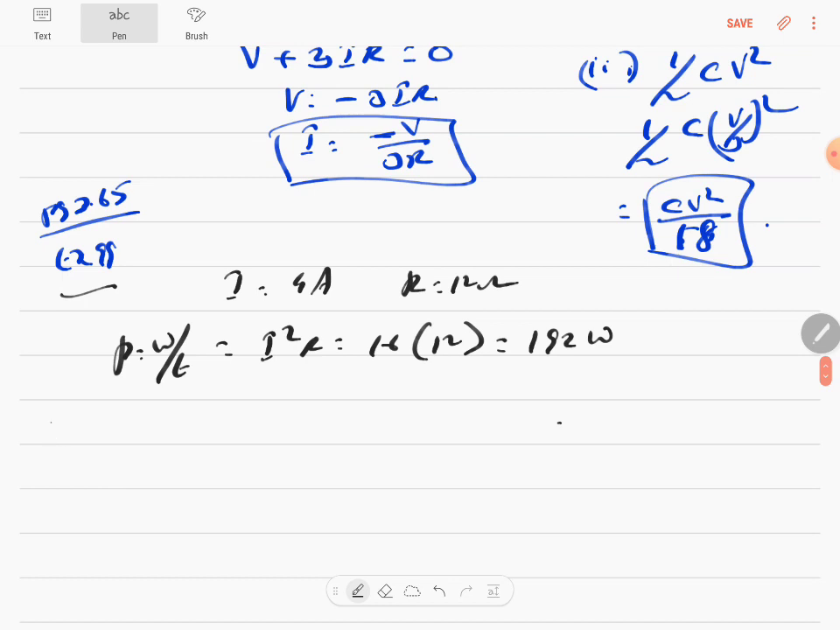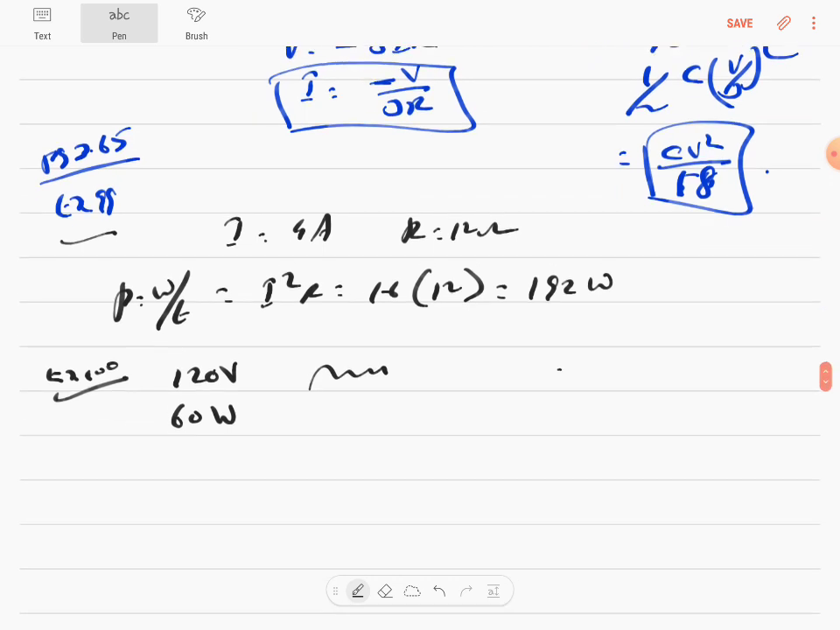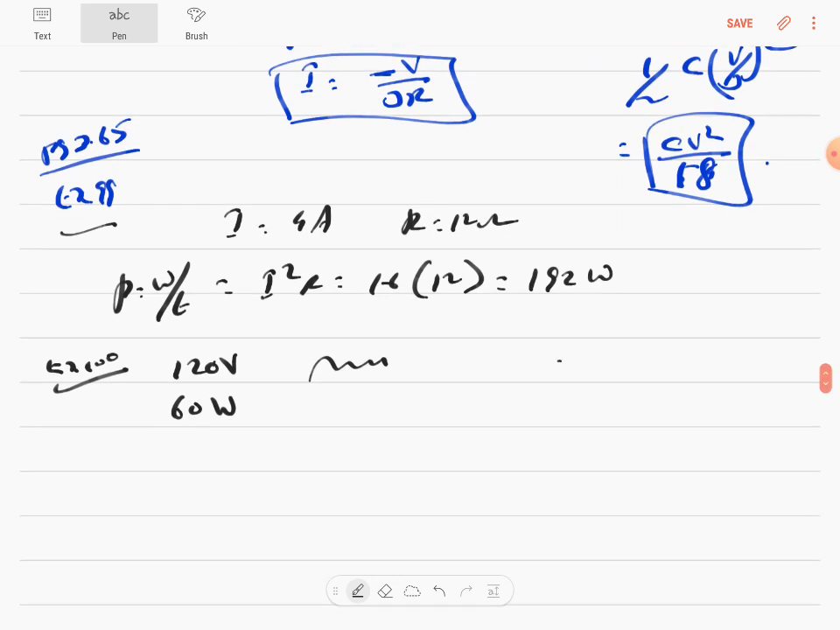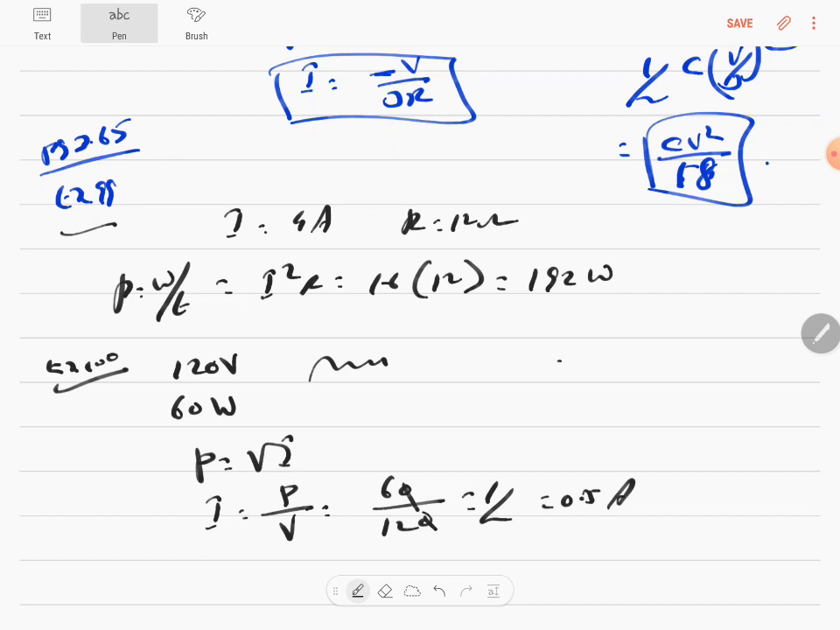Okay, then example 100. How many electrons flow through a filament of 120 volts? A filament is there and it's got 120 volts and 60 watts, which means the rated voltage is given, and the rated power is also given. How many electrons will flow? When the rated voltage and rated power are given, you know P is equal to VI, so you can calculate I, which is P by V. P is 60 by V which is 120, so it's 1 by 2, which is 0.5 amps, the current that is capable of flowing through it.